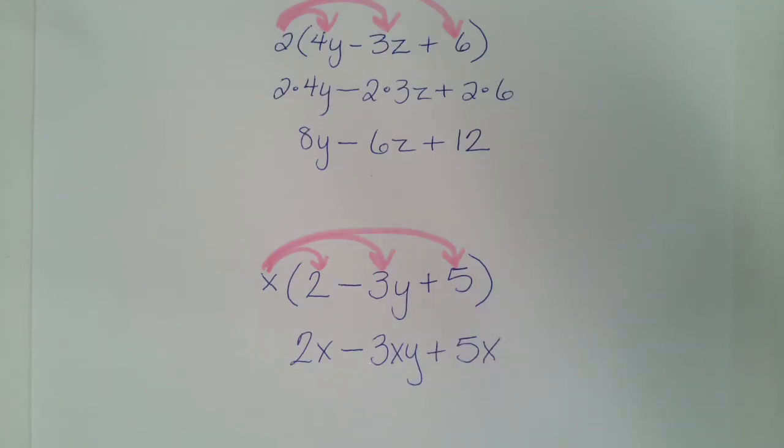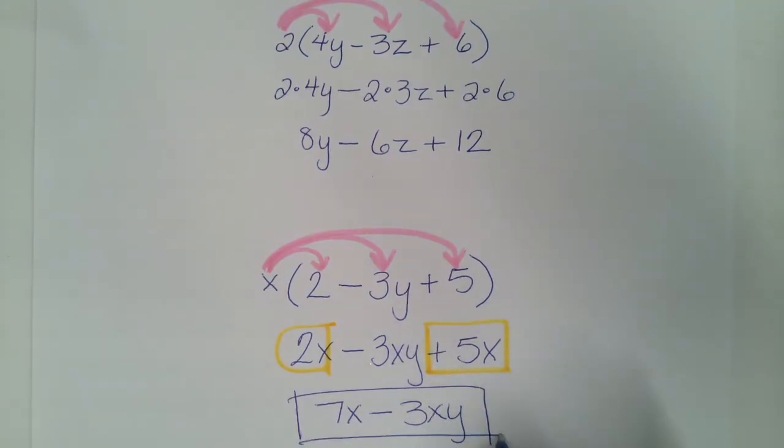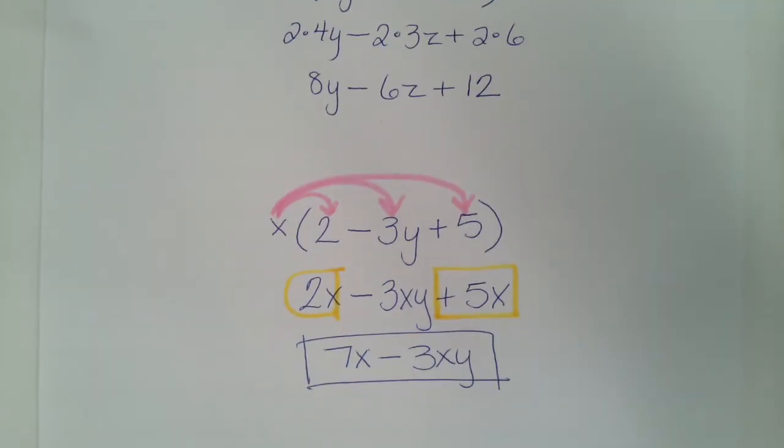Now, we have to make sure that there's no like terms here because we would have to simplify them. And here we do have some like terms, 2x and a positive 5x. And so we can combine those. 2x plus 5x is 7x, and then we have minus 3 times x times y. That is simplest form. That is the expanded form.